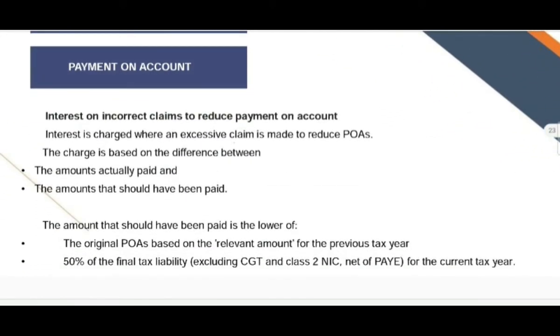Interest on incorrect claims to reduce payment on account. Interest is charged where an excessive claim is made to reduce payments on account. At what amount would interest be charged? Interest would be charged on the difference between the amount actually paid and amount that should have been paid. If you have to pay 5,000 and you have paid 3,000, the difference of 2,000 would be the amount on which interest is charged.